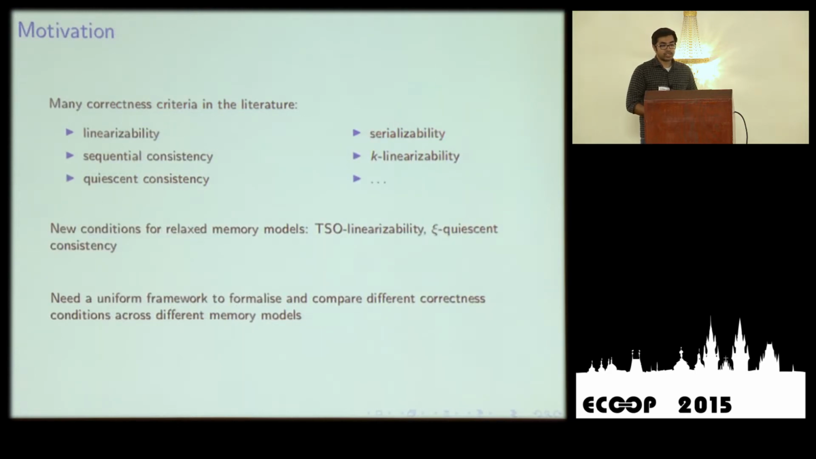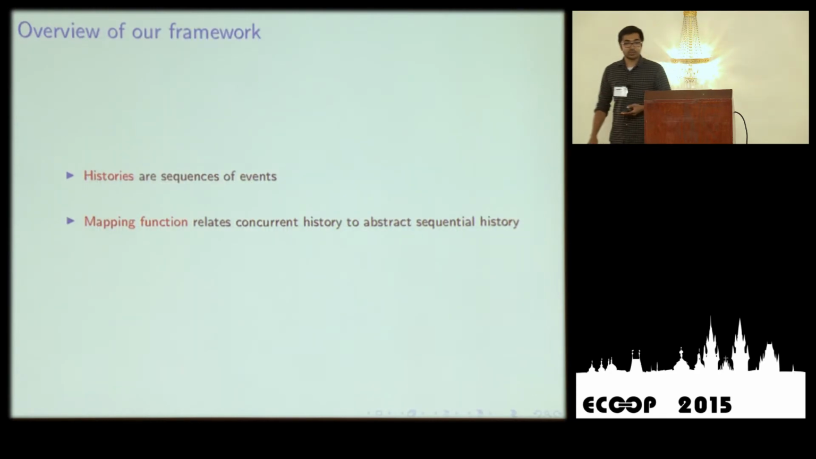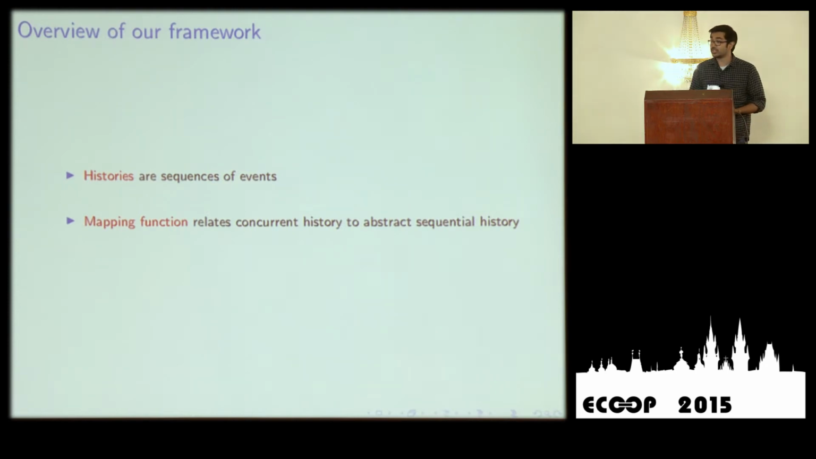So there are many different correctness criteria in the literature, and this list keeps on growing year on year. And we need a framework to capture and think about the relationships between these different correctness criteria. Okay, so the framework we've developed is fairly simple. We've got histories, which are sequences of events, and this thing, which is a mapping function, basically relates the concurrent history to some abstract sequential history. And I'll just show you this by example. I'm not giving you any of the formal stuff.